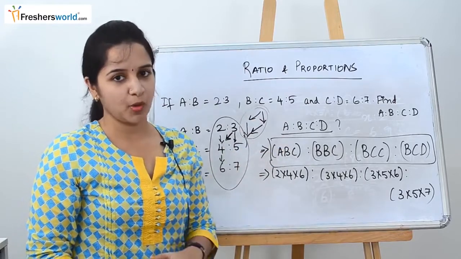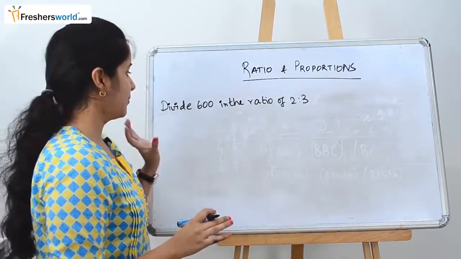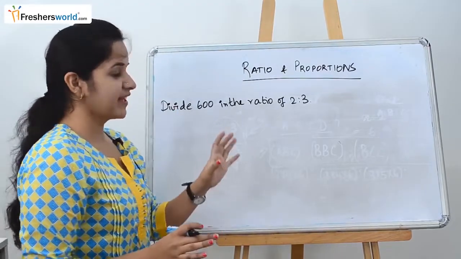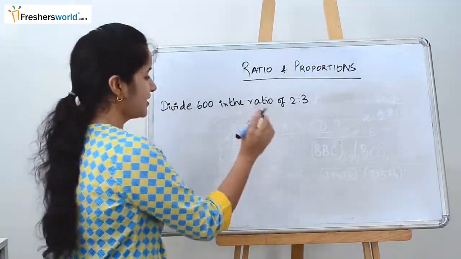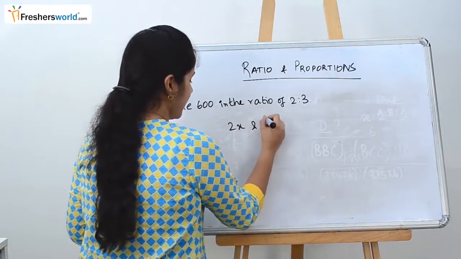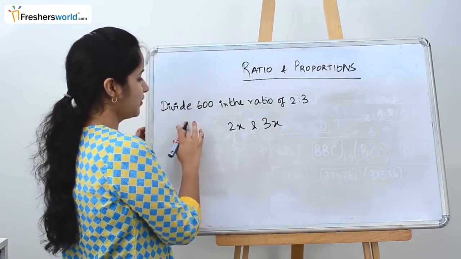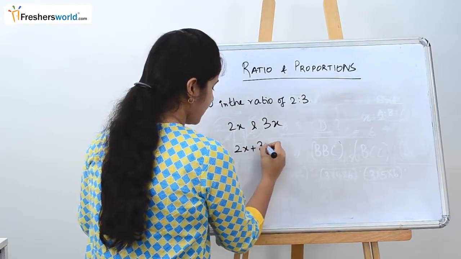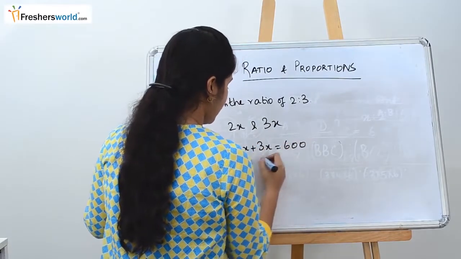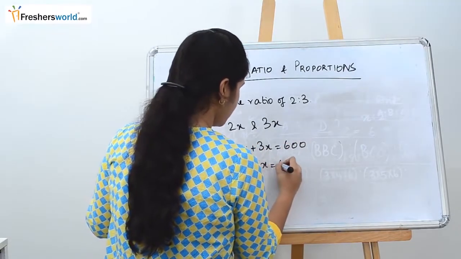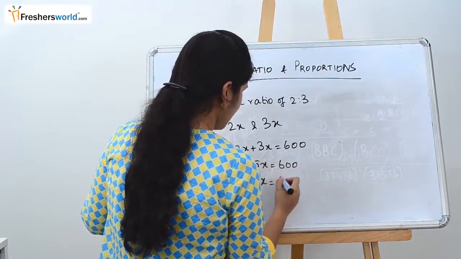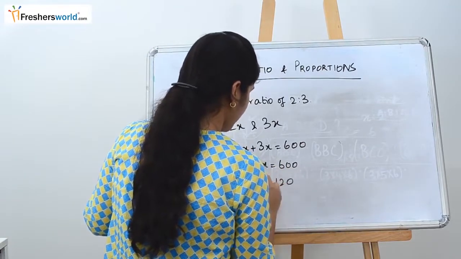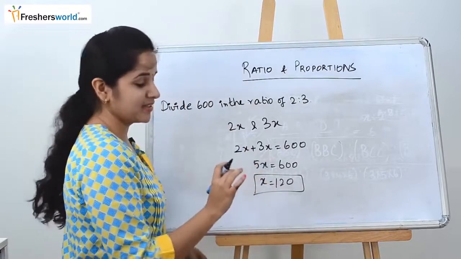Let's solve another problem. This is a common type of problem. What is given is: divide 600 in the ratio of 2 and 3. So we take it as 2x and 3x. We have to divide 600 into these two parts. So 2x plus 3x is equal to 600, and we know that 5x is equal to 600 and x is equal to 120. So we know that x is 120.